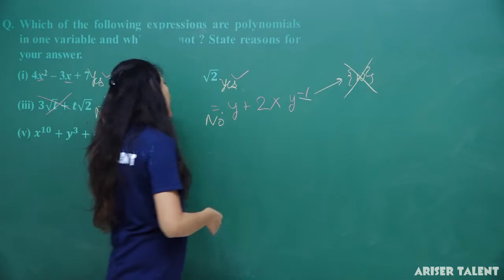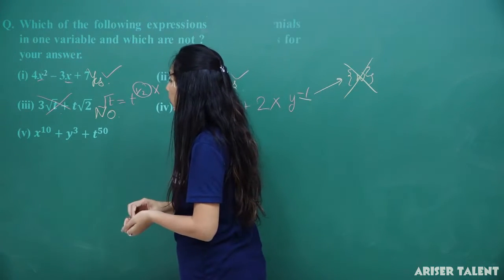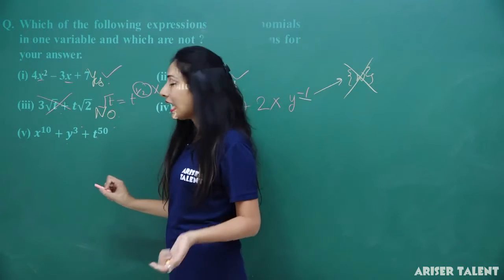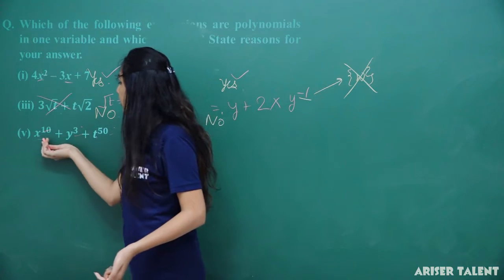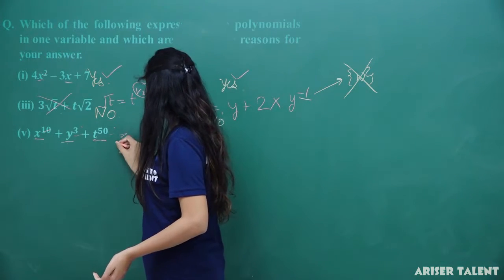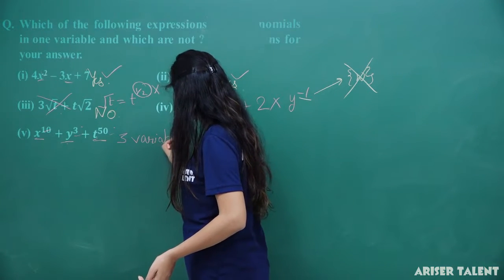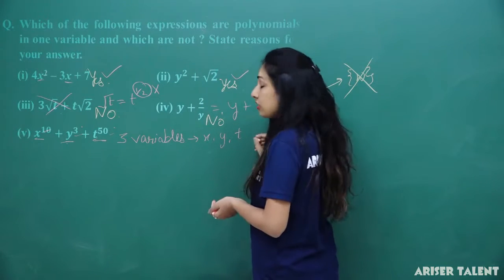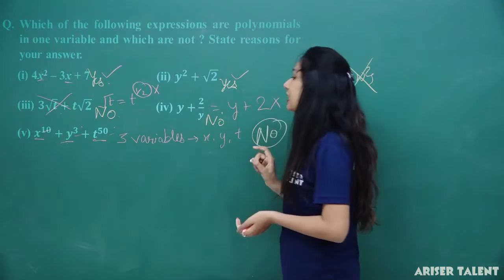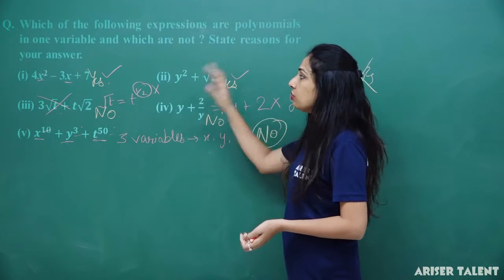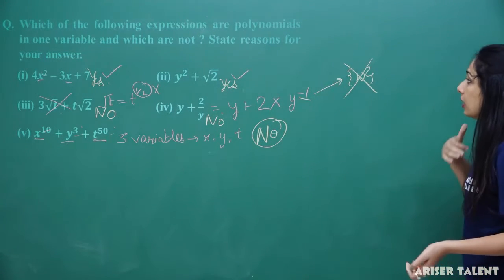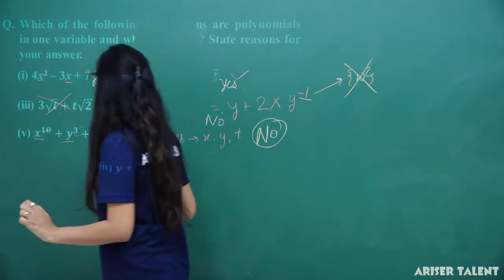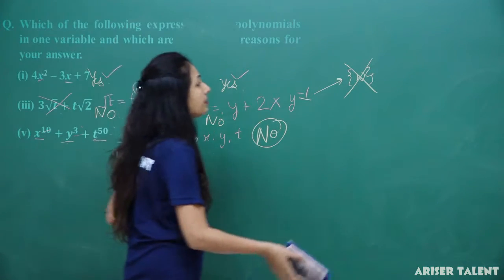Okay, now look at the last one, what it's saying: 10 x raised to power 10, y raised to power 3, t raised to power 50. Although all the powers are whole numbers, we are having 1, 2 and 3, so 3 variables are there, x, y and t. So simply no, it's not a polynomial in one variable. It is a polynomial but not in one variable. So you understood how easy it is to know the answer and state the reasons when you know the concept. Okay, so done with that. Should I rub this? Okay.